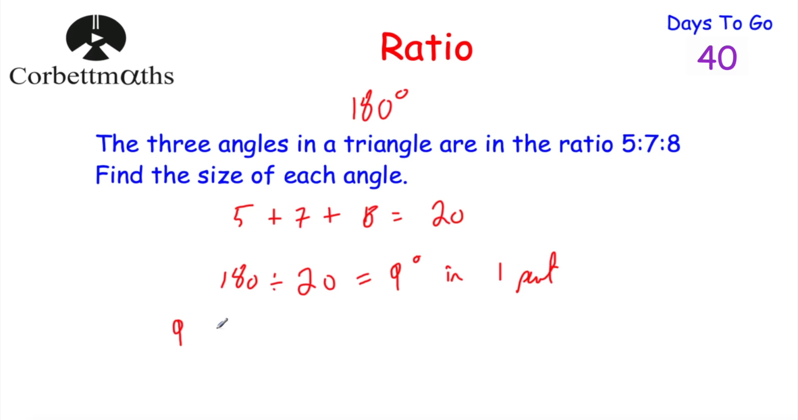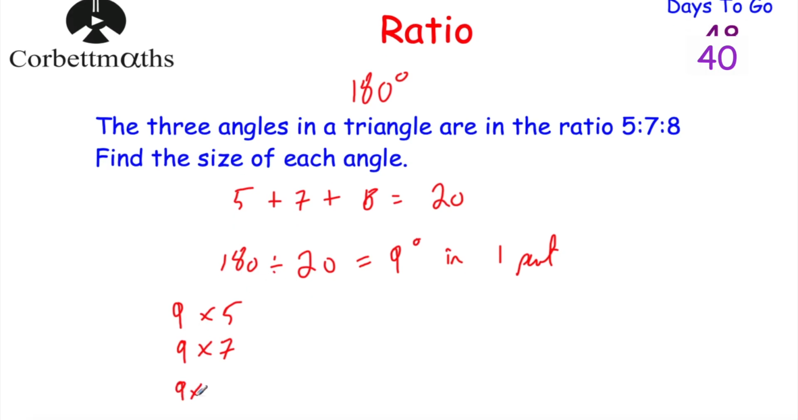So we're going to take our 9 degrees and we're going to multiply by 5. We're going to take our 9 degrees and multiply by 7. And we're going to take our 9 degrees and multiply it by 8. And that'll tell us the size of each of the angles.